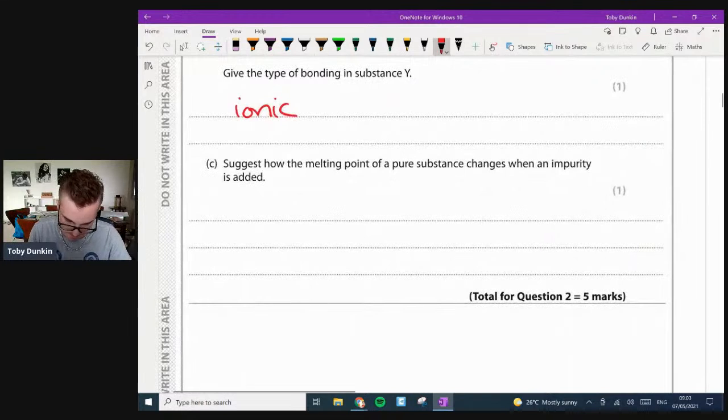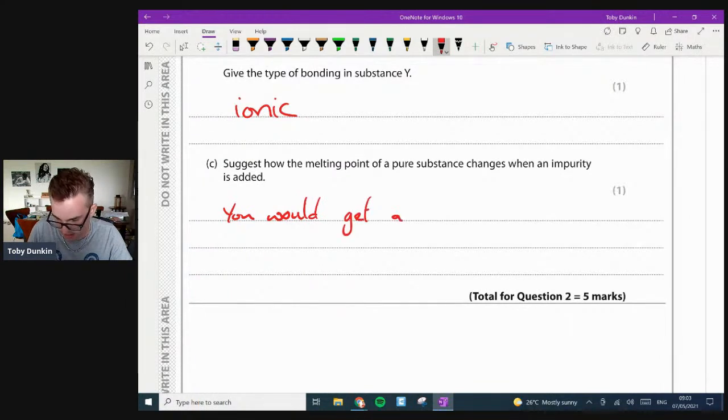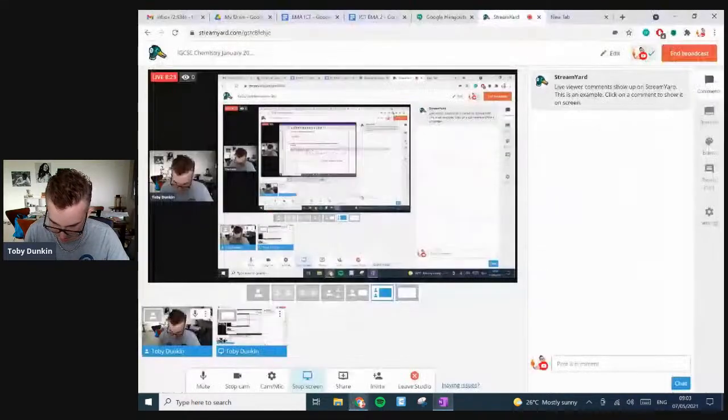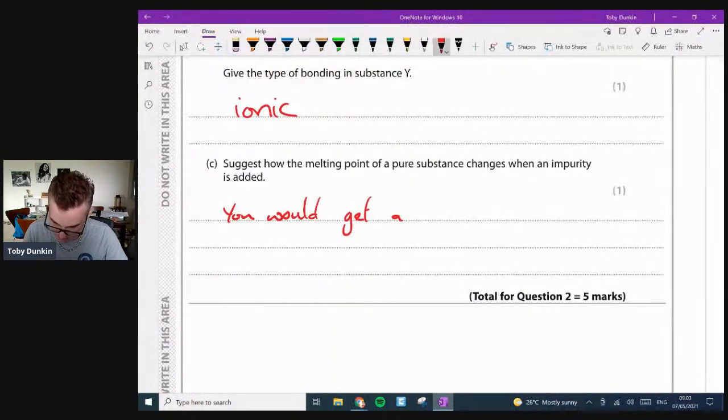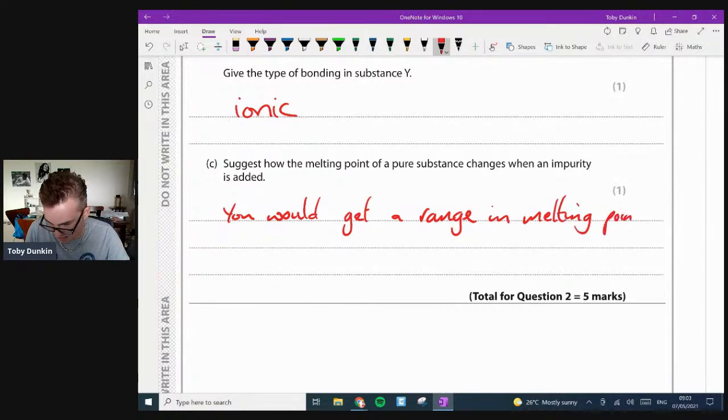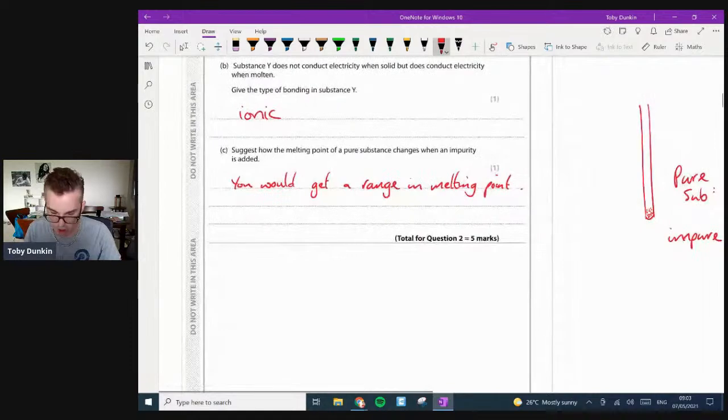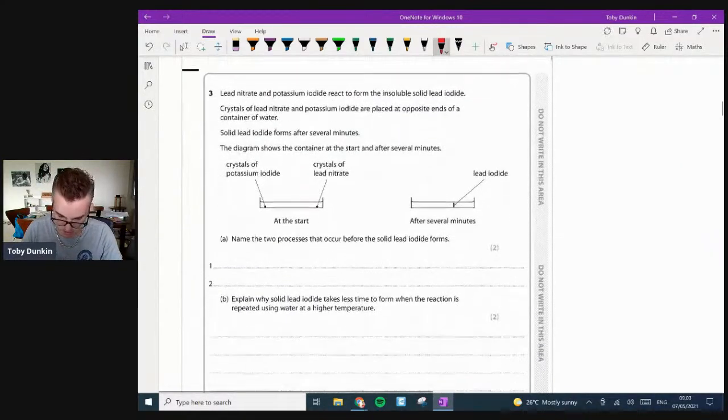So I'm going to put there, you would get a range of melting points. I don't even think I need to say large, really. Oh, there we go. Sorry, my laptop's fiddling around. You would get a range in melting point. Instead of it being sharp, a pure one would be sharp and quick, an impure substance wouldn't be.